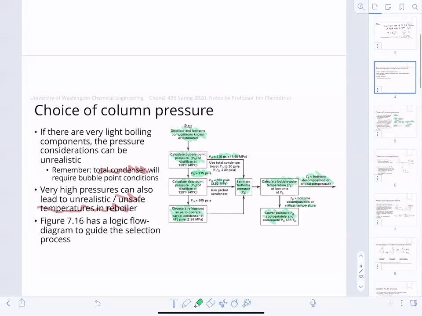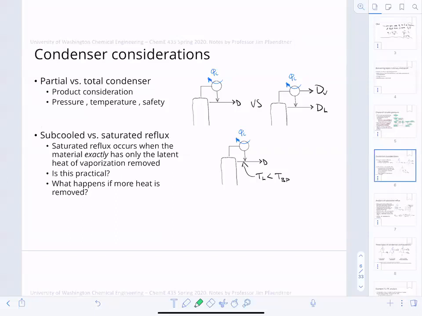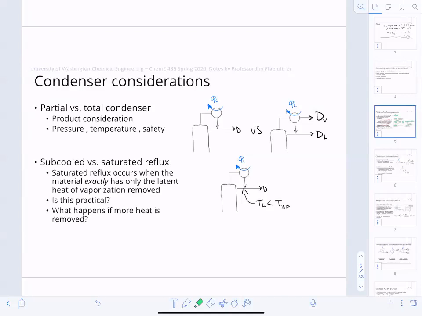All right, so we've alluded to this a little bit, but we have three different types of condensers that you will see. You can model all of these in Aspen, and you can model all of them with the McCabe-Thiele method. So the first real question is how you're gonna operate a partial versus a total condenser. And as we alluded to just a moment ago, you're going to be thinking primarily about the products you have in the distillate, whether it's possible to condense them realistically. And then you're going to be thinking about safety, pressure, and temperature, and those sort of things.